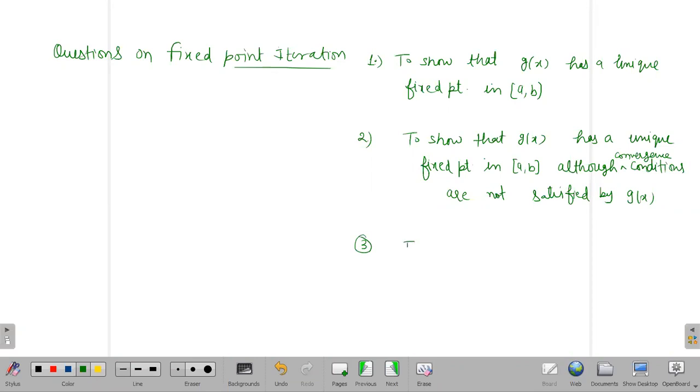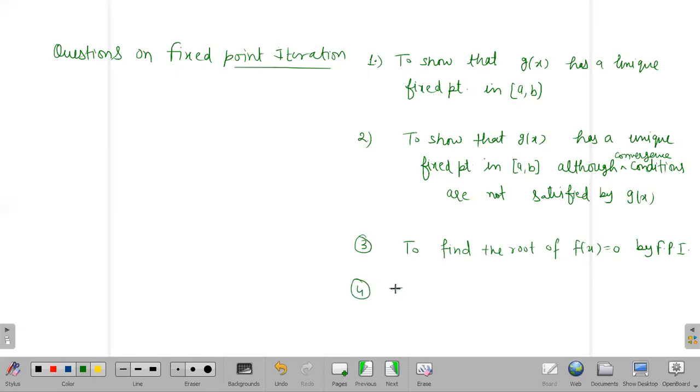So next, to find the root of f of x is equal to 0 by fixed point iteration. Here you have to do the full procedure.